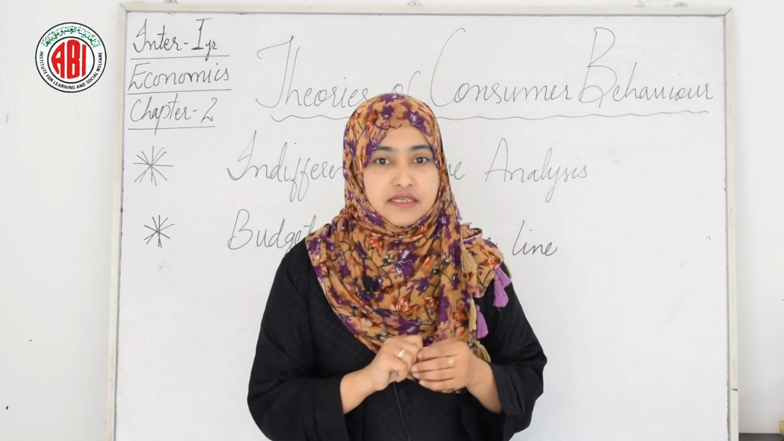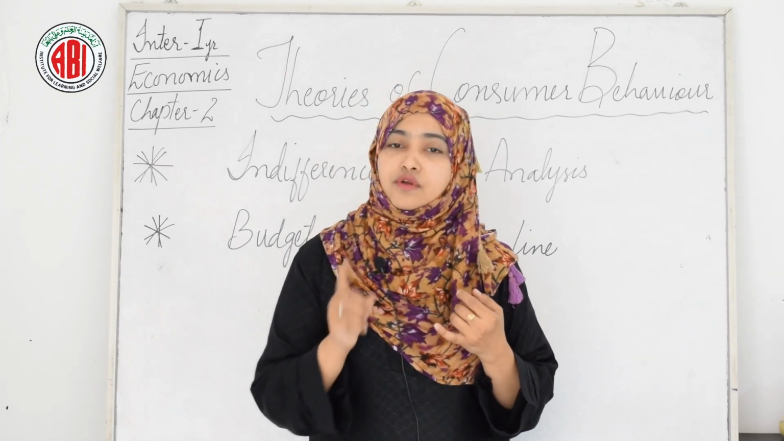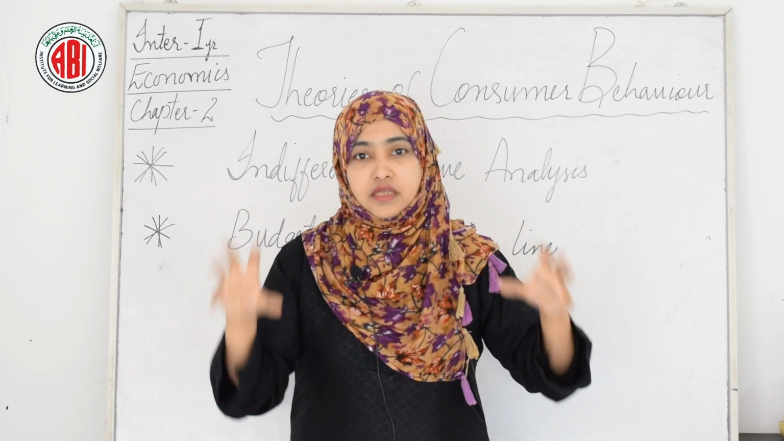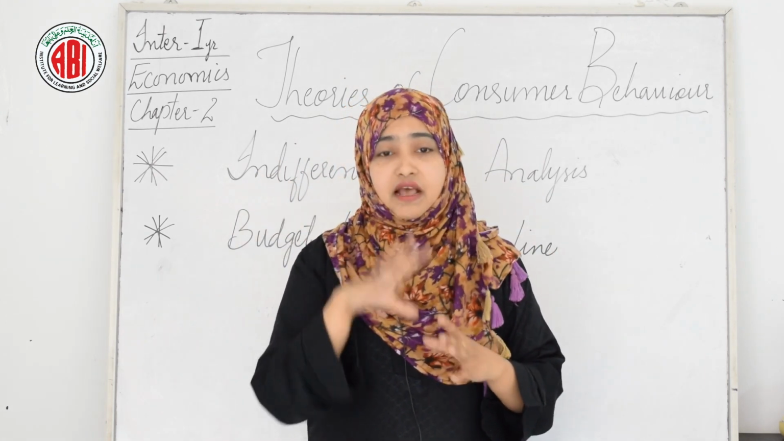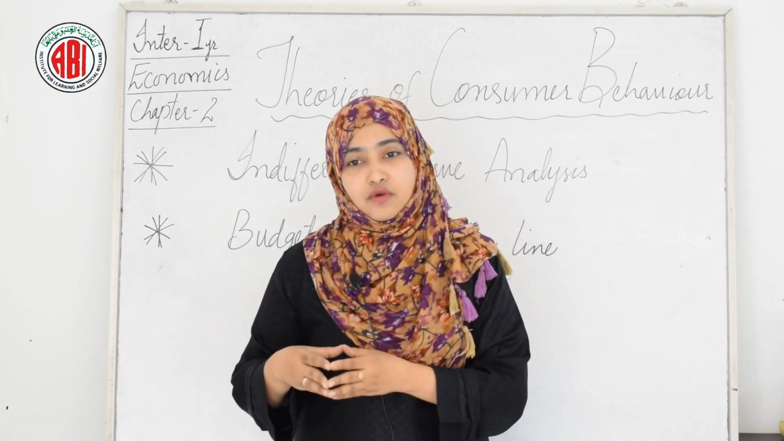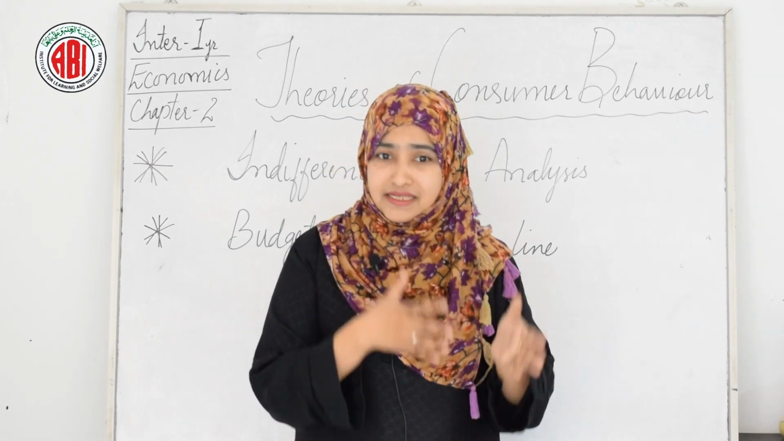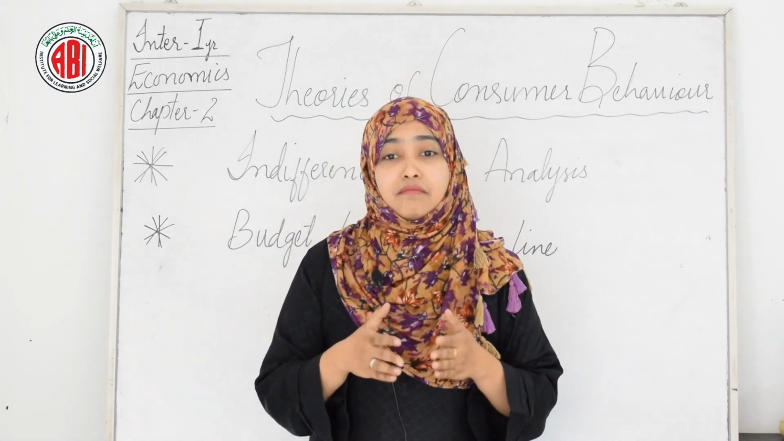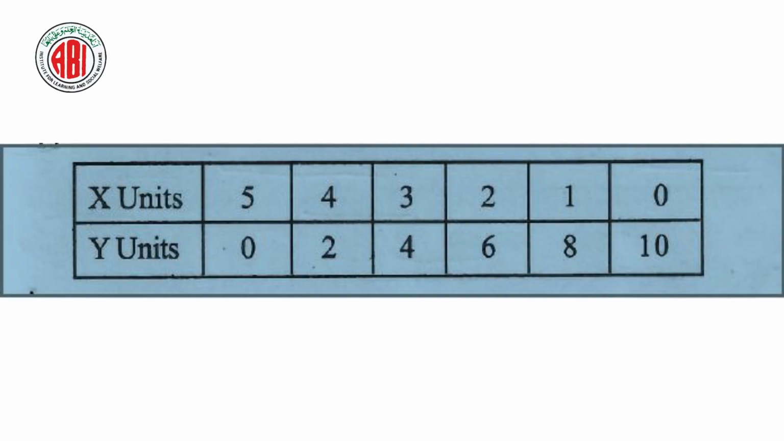that is the money income of the consumer and the price of the two goods. Exactly, all these discussions depend on these two factors, the money income of the consumer and the price of the two goods. Okay, this concept of price line or budget line can be clearly understood with this example. So see this table.